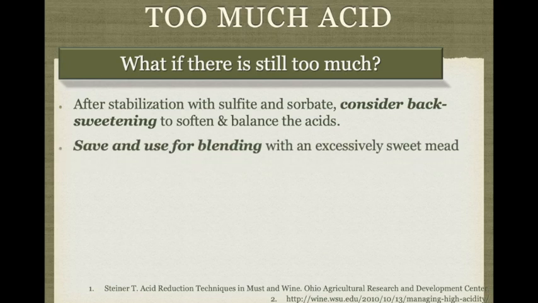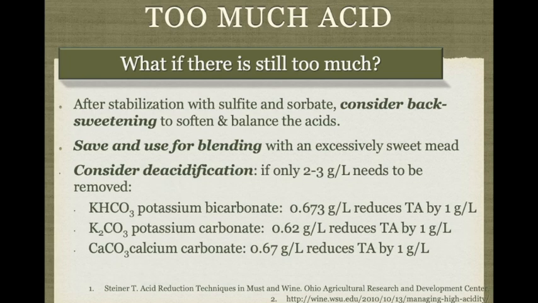Another option, if it's too acidic, is to simply save it and use it for blending with other batches of mead that are excessively sweet. You can use it as your acid addition, or you could consider deacidification. If you only need to lower it by 2 or 3 grams per liter, then you can use potassium bicarbonate, potassium carbonate, or calcium carbonate to lower it slightly.